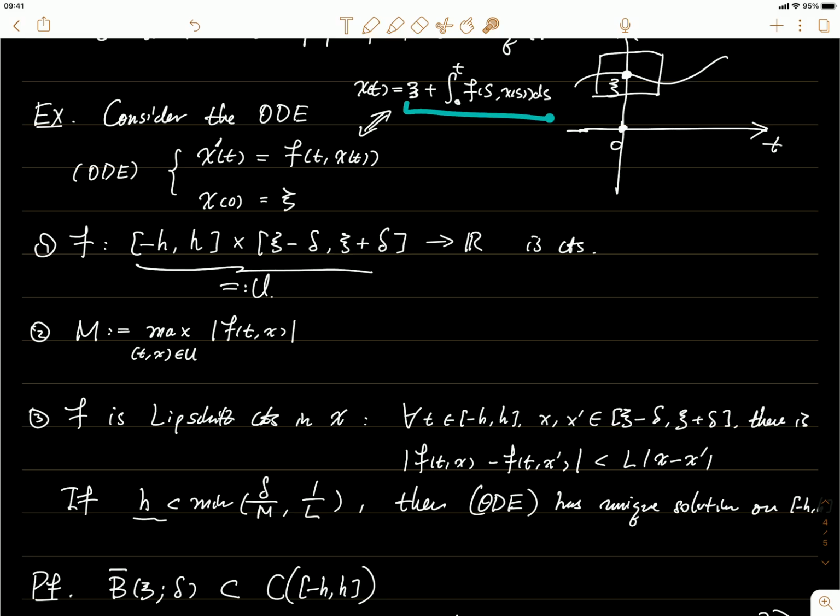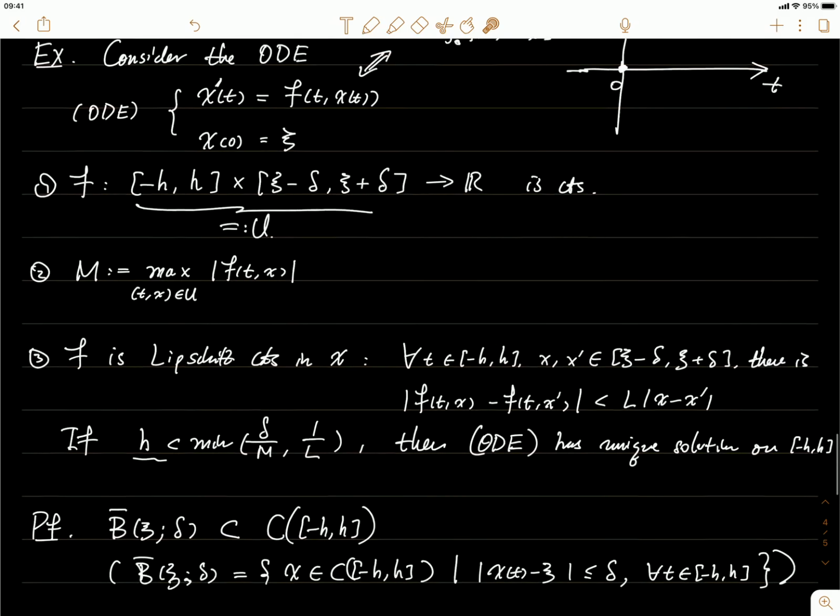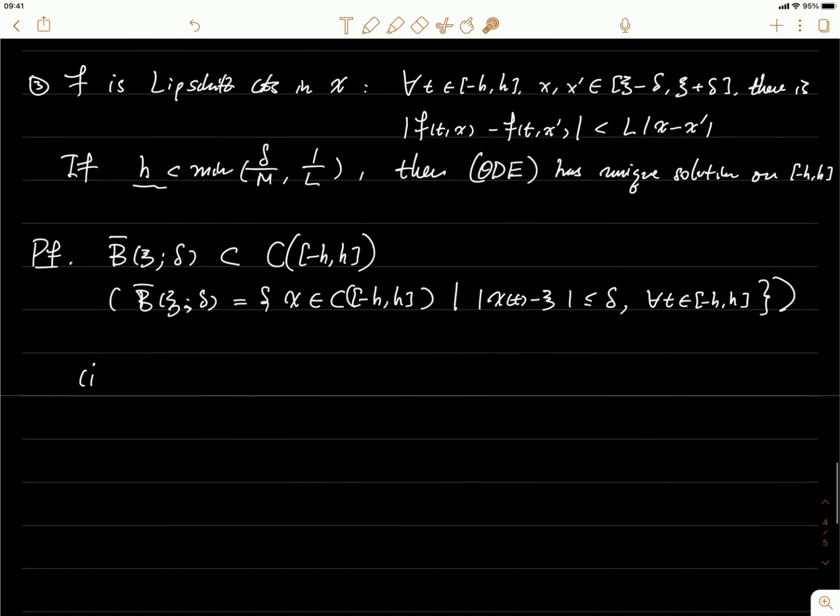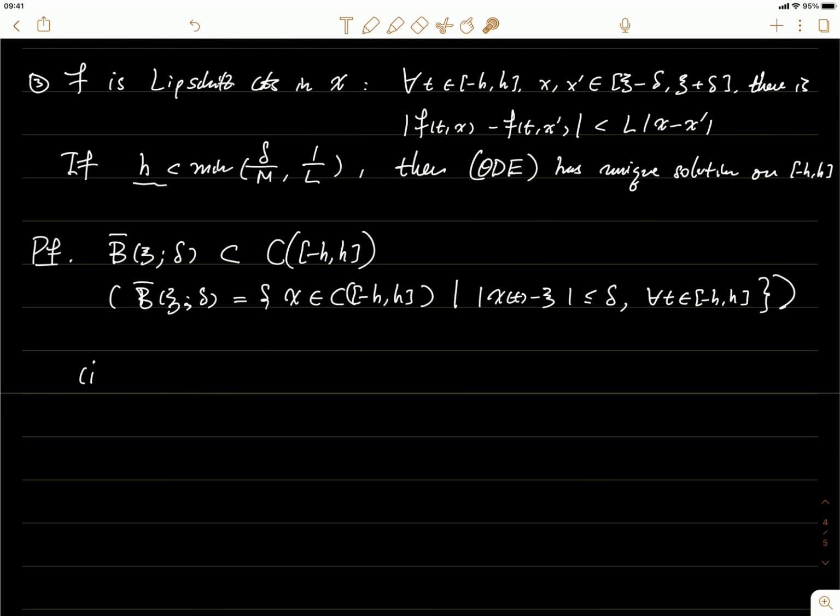And now let's take the right hand side. I think this is T of x. It maps this x, which is a function, to another function in this C. If this new function is the same as the original function, then that means x is a fixed point, and that's equivalent to saying that this x is a solution of the ODE. Okay, so that's our goal. And now we're going to define this T.